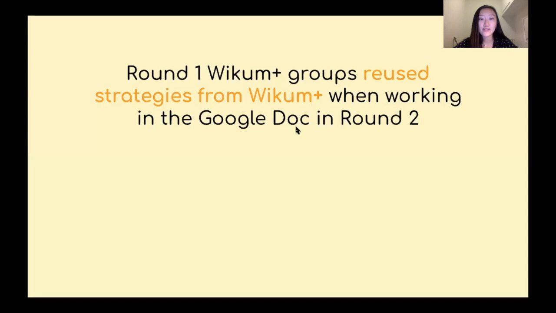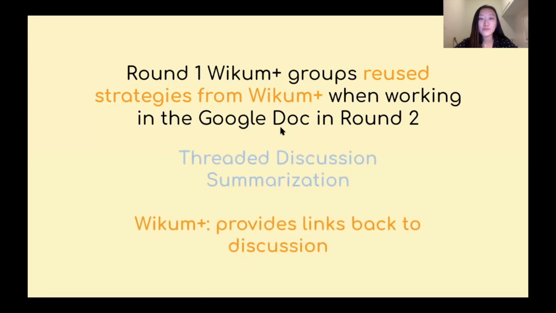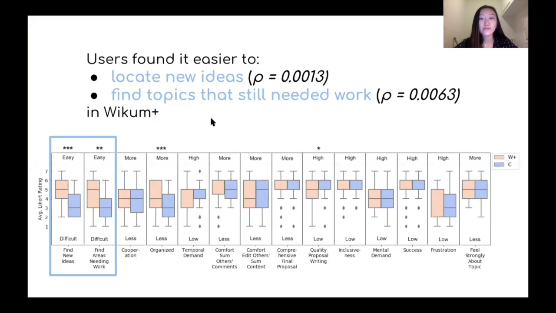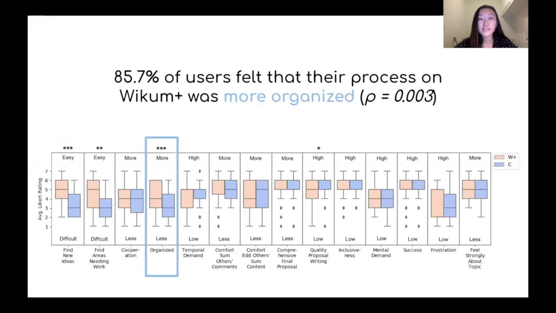We also found that users reused strategies from Wikum Plus when working in Google Docs afterwards. However, unlike in Wikum Plus, the control proposals lacked direct references back to the discussion. Users reported that it was easier to locate both new ideas and topics that still needed work in Wikum Plus, allowing for more summary improvements. Users also found that the writing process in Wikum Plus was significantly more organized than in the control.